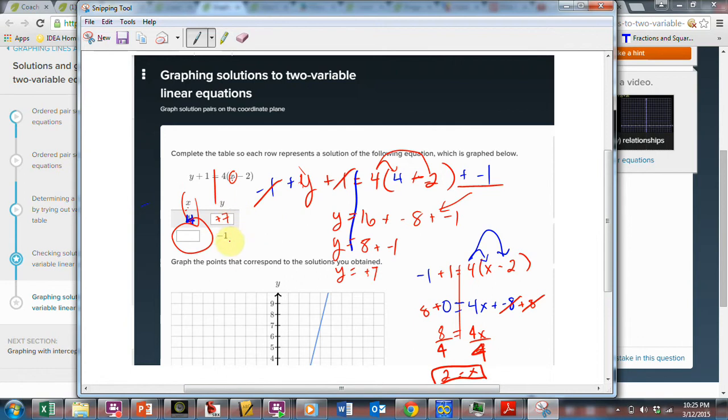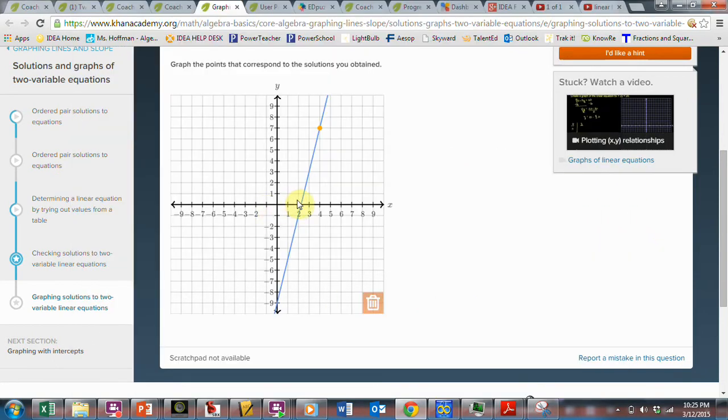And when y is -1, x will be 2. So when x is 2, y is -1.